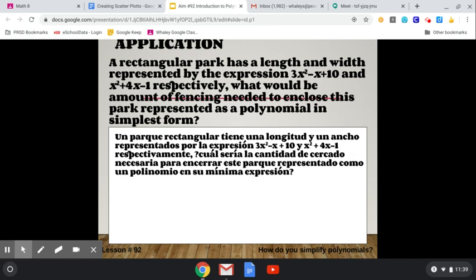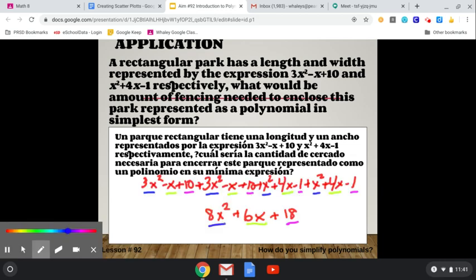All right, so I'm thinking this is something to do with perimeter. Why don't we pause, figure out what the perimeter of this rectangular park would be in simplest form, which means combine like terms. Okay, hit pause, go ahead and give it a shot. Okay, there you have it. I tried to color code the like terms for you so you can see where I got them.